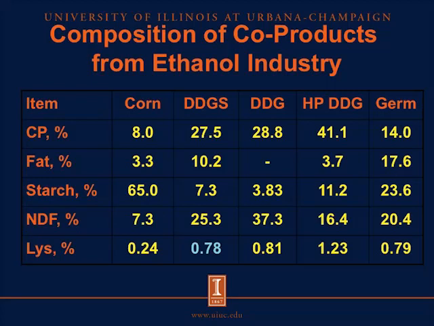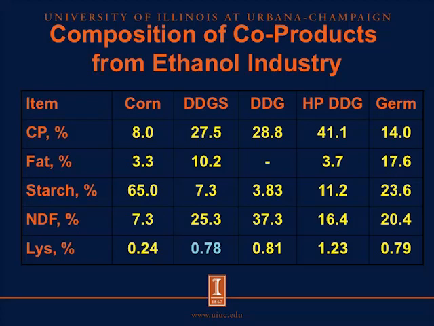Fat is also greater in DDGS than in corn, and it's much greater in corn germ than in corn because the corn germ contains the majority of the fat that is present in the corn grain. However, HP DDG has a relatively low concentration of fat. As we saw before, the corn grain contains approximately 65% starch, but most of that starch is removed when we come to the corn co-products. So DDGS contains only 7% starch, DDG 3.83% starch, HP DDG 11.2% starch, and corn germ about 23.6% starch.